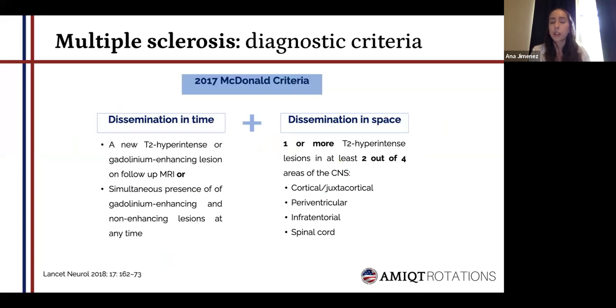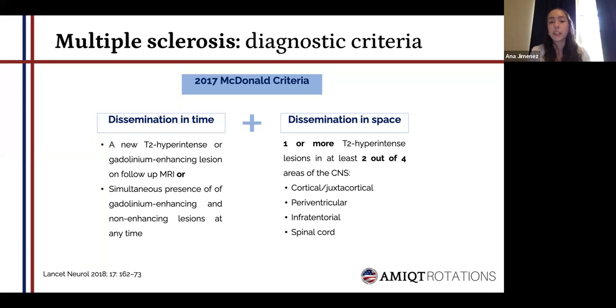To diagnose it, we use the 2017 McDonald criteria, which require the patient to fulfill dissemination in time and dissemination in space criteria. So dissemination in time means that the patient must have simultaneous enhancing and non-enhancing lesions on the MRI, or a new T2 hyperintensity or enhancing lesion on a follow-up MRI.